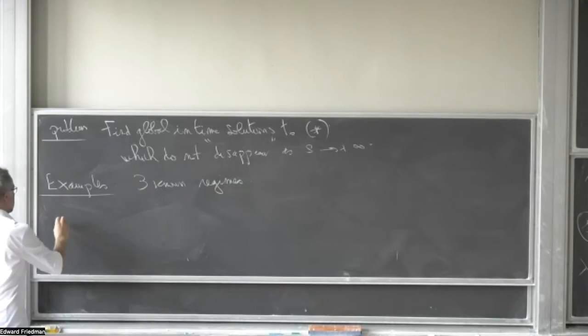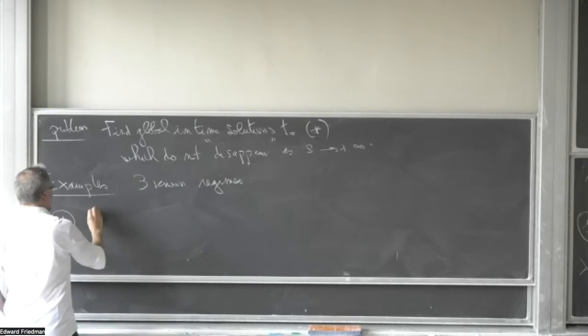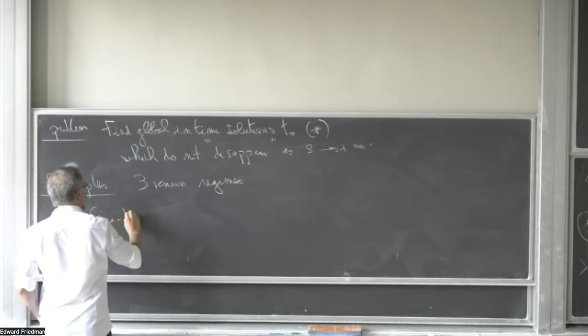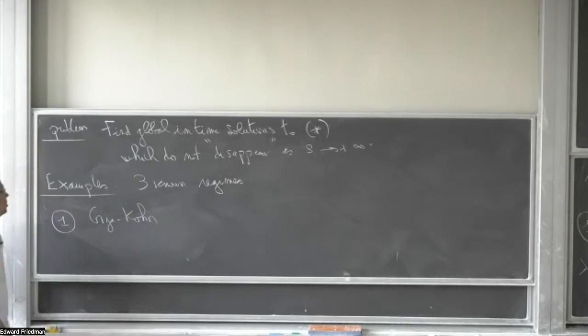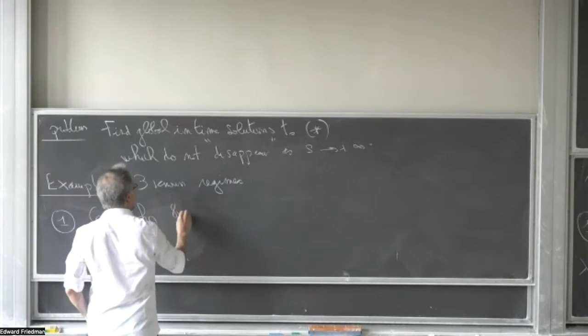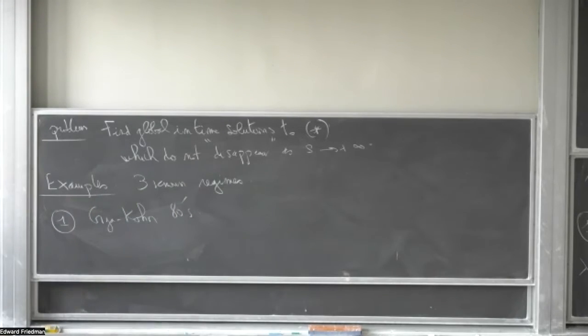Okay, the first one, this is really all this beautiful series of work by Giga Cohn. We are in the 80s. There's a whole bunch of papers there. Amazing papers. They did an absolutely fantastic thing. And the first thing they said, of course, the first thing you do, you have a PDE, you want a non-trivial solution. Well, let's look for a stationary solution.